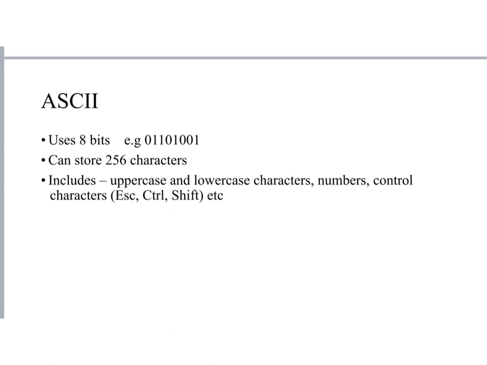The things you should remember about ASCII are that it uses 8 bits. So for example, a character could be represented by 0110 1001. That means it can store 256 characters, which includes all of our uppercase, our lowercase letters, numbers, control characters, which are things like escape, shift and control.